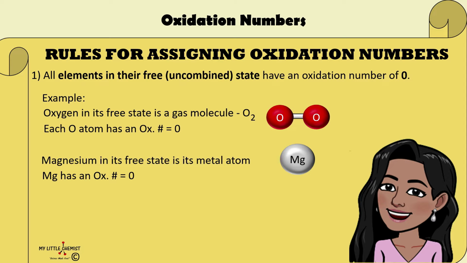For example, oxygen in its free state is a gas molecule. This means that each oxygen atom has an oxidation number of 0. Magnesium in its free state is its metal atom. Here, magnesium will also have an oxidation number of 0.